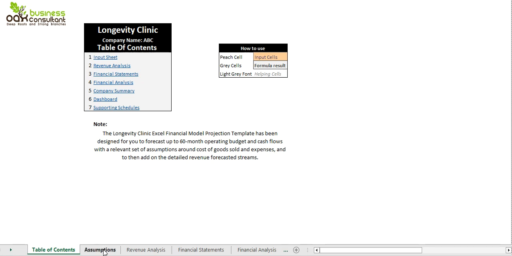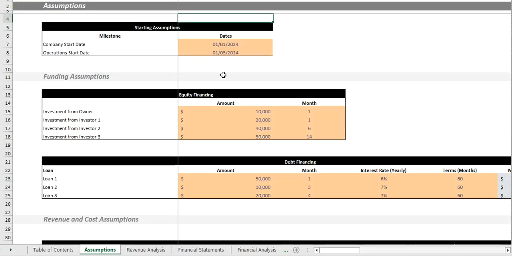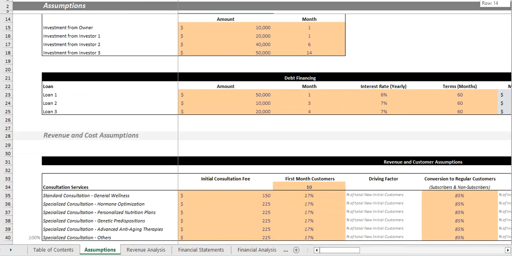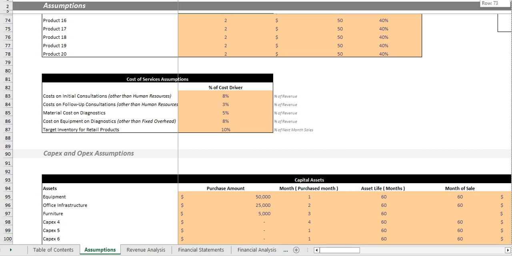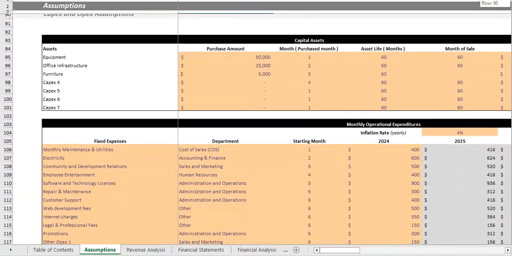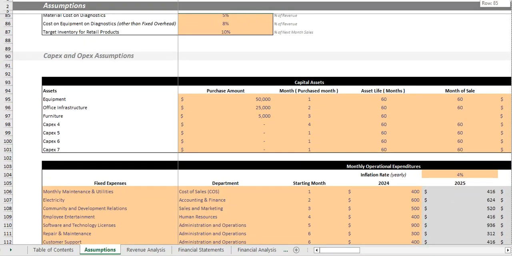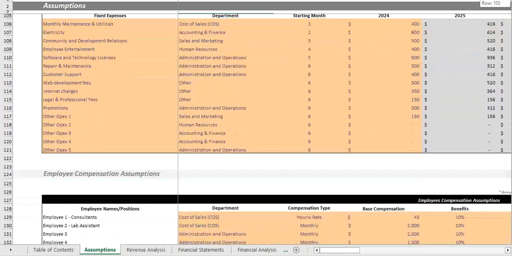So moving on to the first sheet, which is the input sheet, it contains different kinds of assumptions, such as the company start and operation date assumptions, the funding assumptions, which include the equity financing and the debt financing. Then we have the revenue and cost assumptions. Moving on, we have cost of services assumptions. Then we have the capex and opex assumptions, which are the capital expenditure and the operating expenditure assumptions.